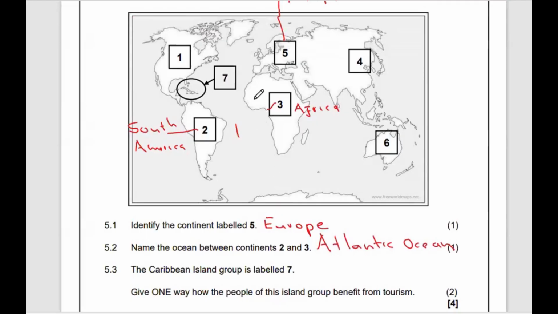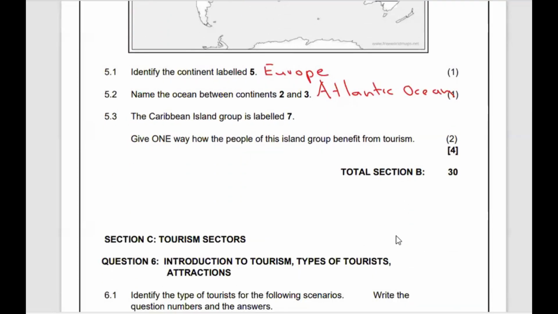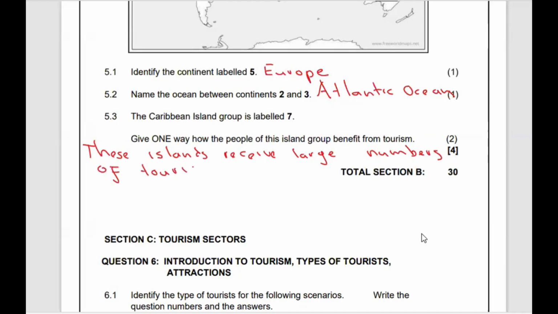All right. The next question, 5.3, the Caribbean island group labeled 7. Give one way how the people of this island group benefit from tourism. They benefit from tourism in the following ways. These islands receive large numbers of tourists from North America.